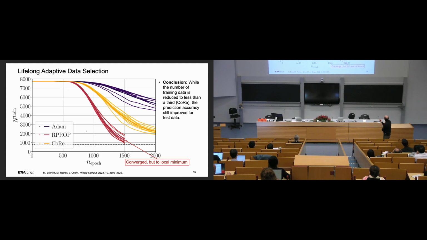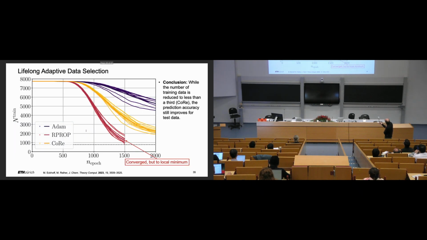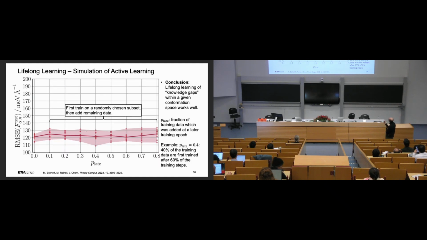Now let's look into data. So when you compare the data that is needed for the training, you see that the number of training data is reduced by CORE, but the accuracy is still as good as Adam, if not better. I have to put these figures here. Yeah, when you compare this to these slides, the RPROP curve stopped here because RPROP reached convergence also to the CORE solution, or to a solution that was not good enough.